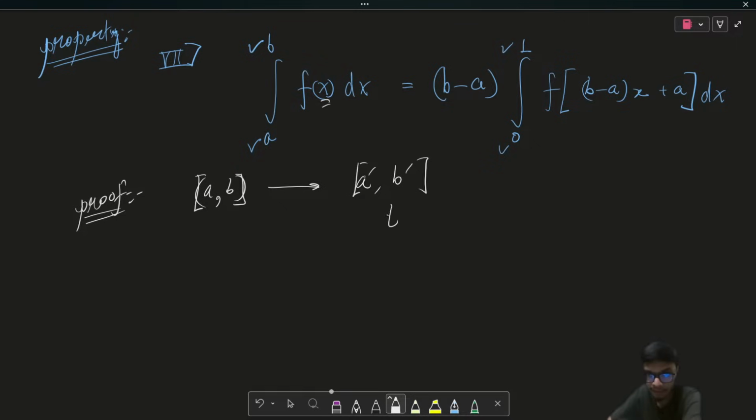Let us say for this the variable is t, and for this the variable is x, right? So what I'm doing is that I'm trying to change this x to this t such that when I'm traversing x from a to b, the t should traverse from a dash to b dash, right? Now how can I achieve that?